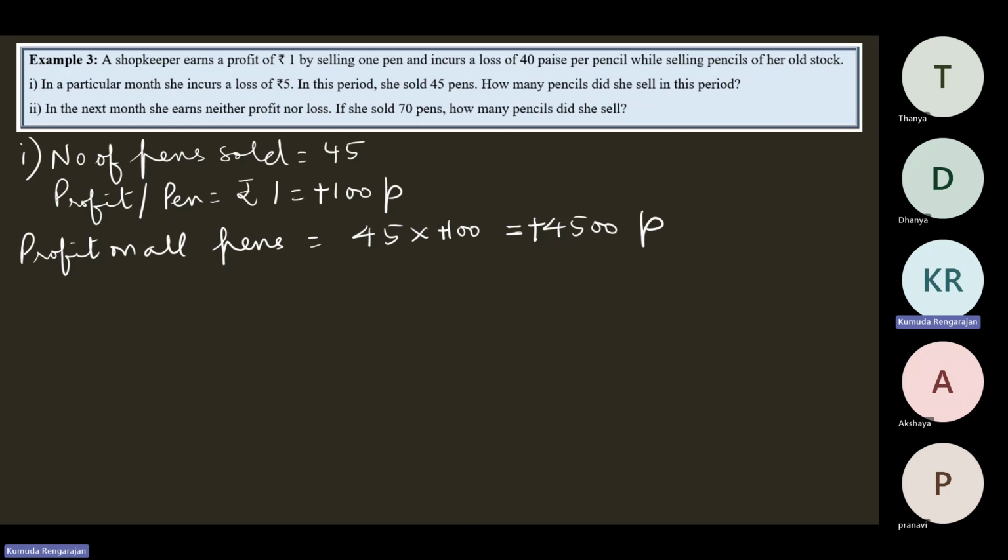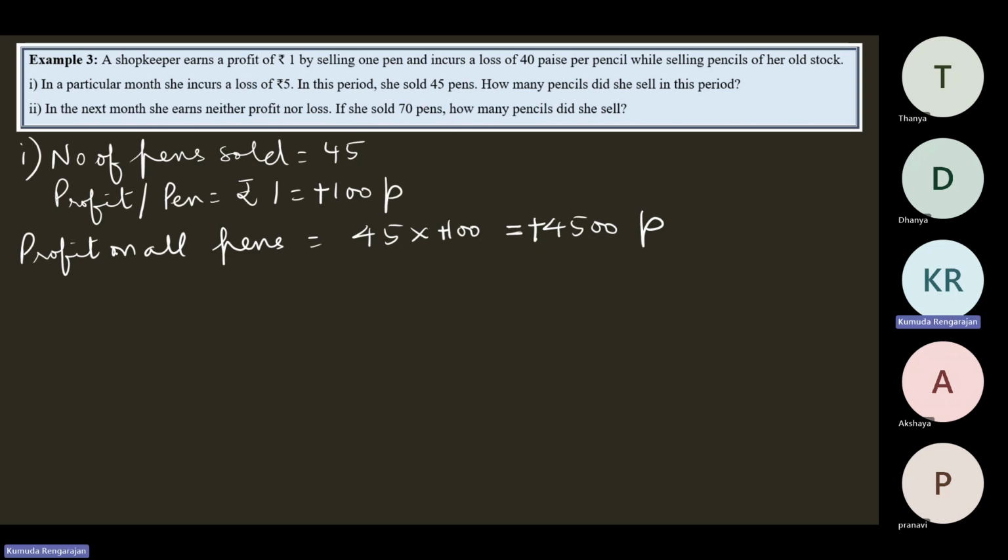Now see, I told you should know two numbers. How many pens are sold? How many pencils are sold? 45 pens are sold. What's the profit per pen? 1 rupee, which is 100 paise. Profit means positive, so plus 100. If you don't write the plus it's still plus, but you can write it because we are working on integers. So you can put a plus sign there.